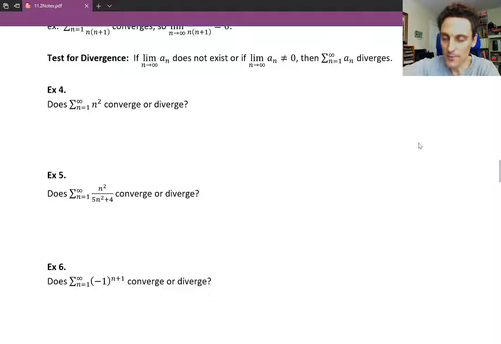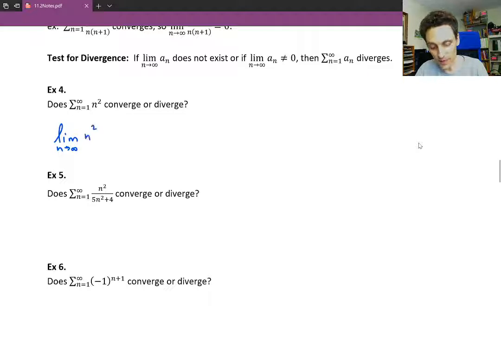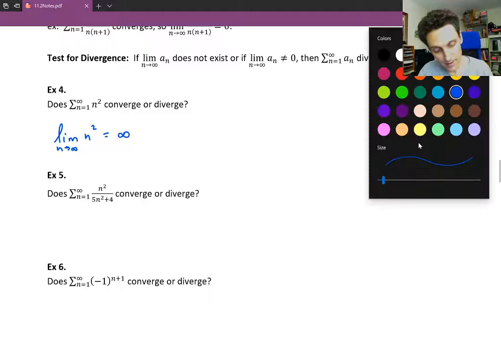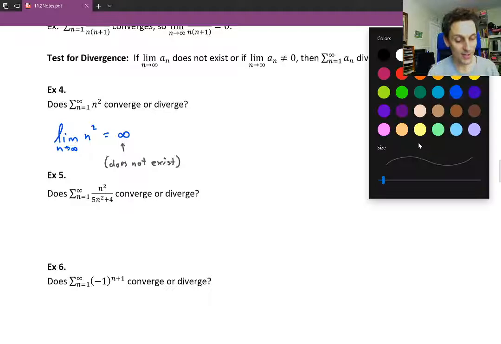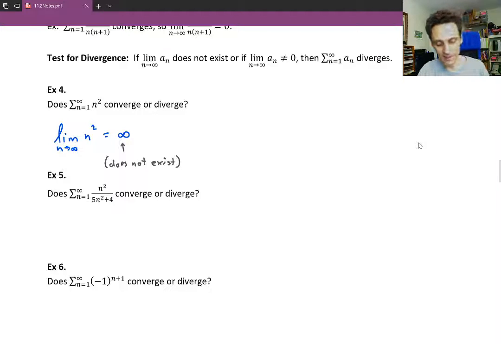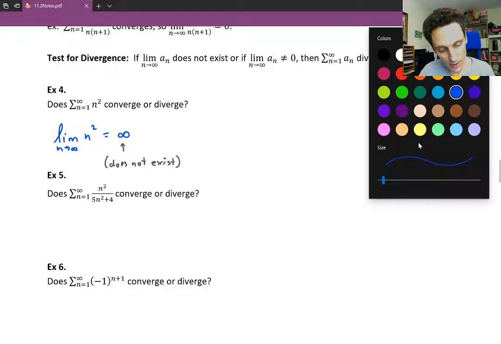Let's look at example 4 here. So we're given an example for the sum as n goes from 1 to infinity of n squared. So what we can write here is that the limit as n approaches infinity of n squared is infinity, right? As n goes to infinity, n squared goes to infinity. This is like a does not exist kind of case. Usually we were specific about our does not exist, and we would write infinity as the answer to the limit.